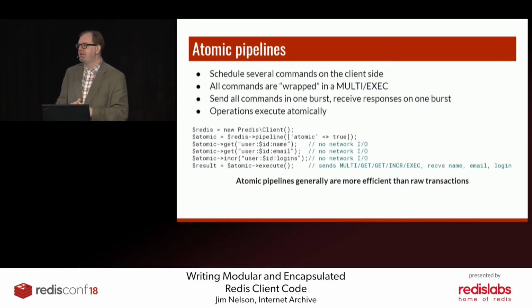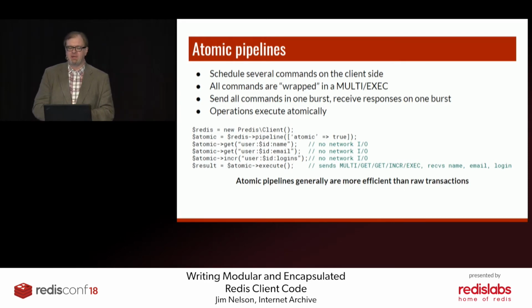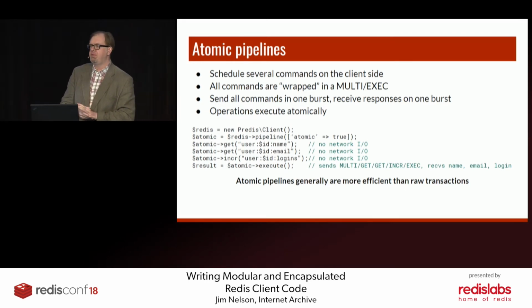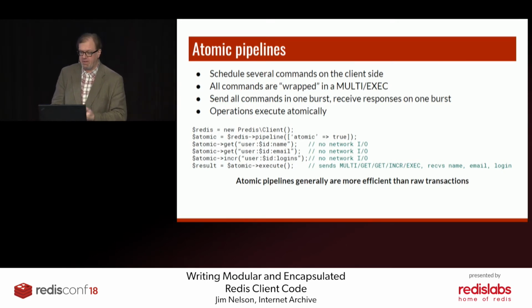And then finally, you see this in some clients, but not all clients, but Redis certainly offers it. An atomic pipeline allows you to schedule a transaction on the client side and issue it all at once. So again, it looks exactly like the last slide, a get and an increment, but there's no network I/O until the final execute. And then it bursts everything over, starts the transaction, does the get, the increment, and then the execute. And it's just a more efficient way to perform a transaction.